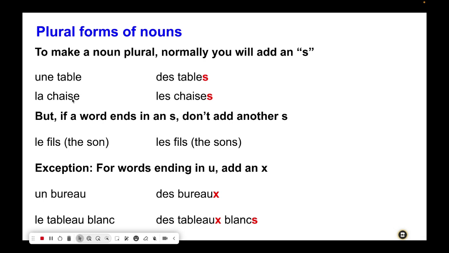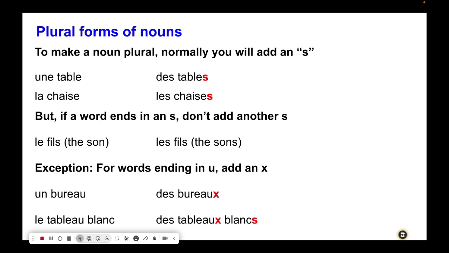La chaise means the chair. So chaise is feminine because it has that la. So if I want to say the chairs, it's les chaises. So most, as I said, most nouns, we add S at the end. There are some nouns that you will not change. It means if they end with an S, you cannot add another S. So just keep it as it is. And here is one example. Le fils means the son, and the plural will be les fils, the sons.